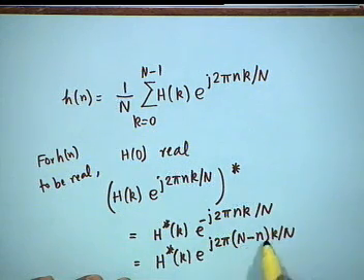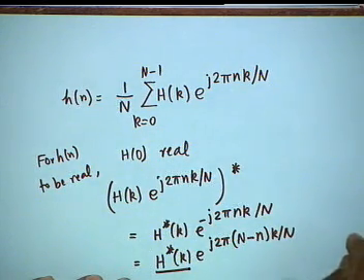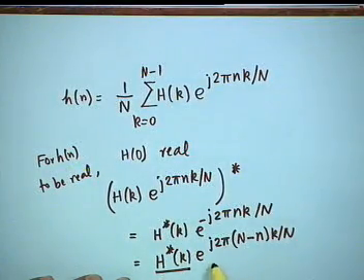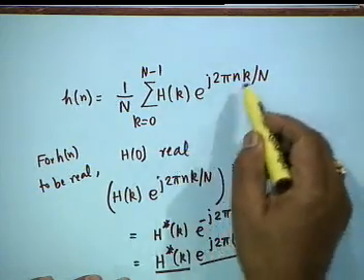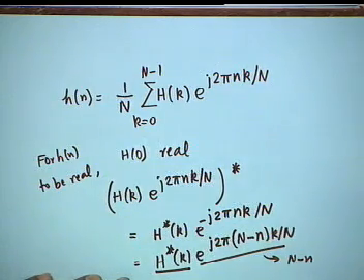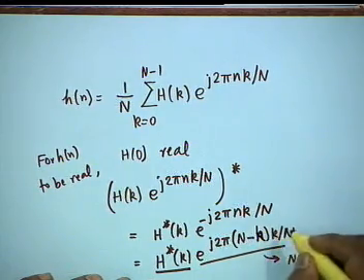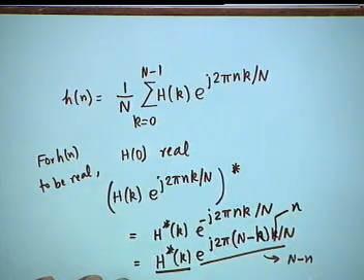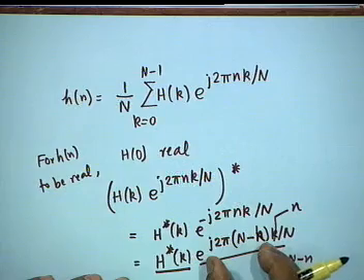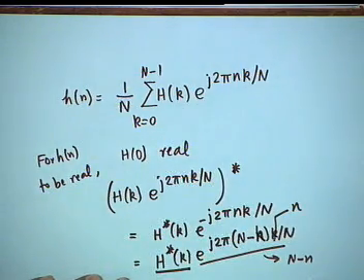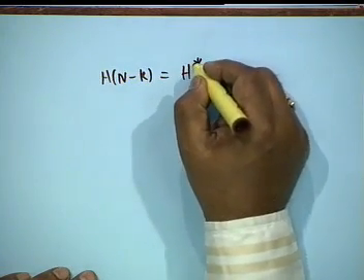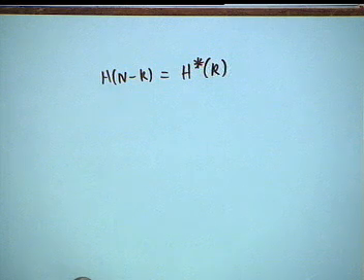Now, don't you see that this is the N minus kth term in this summation? So, if H star of k is equal to capital H of capital N minus k, then our goal is achieved. Is that clear? The conjugate of this is this term. The exponential term corresponds to the N minus kth term in this summation. I beg your pardon, I have made a mistake. This is n. The summation is over k. This is the N minus kth term in this summation, provided H of N minus k is equal to H star of k. Agreed? Then small h of n shall be real.